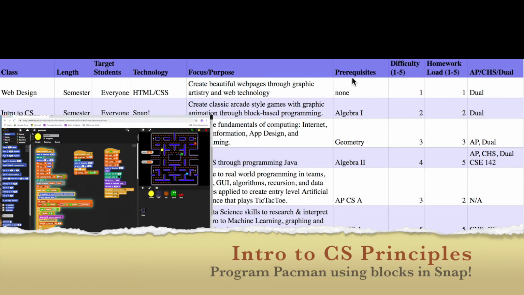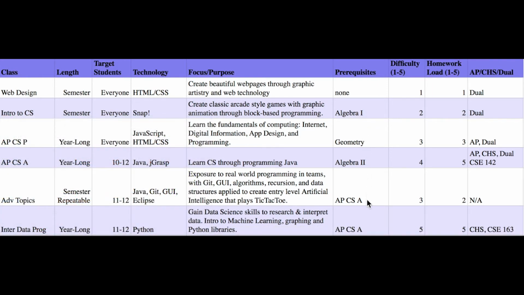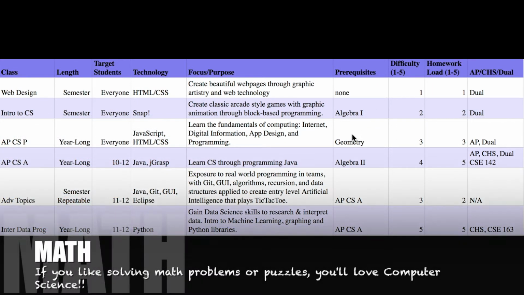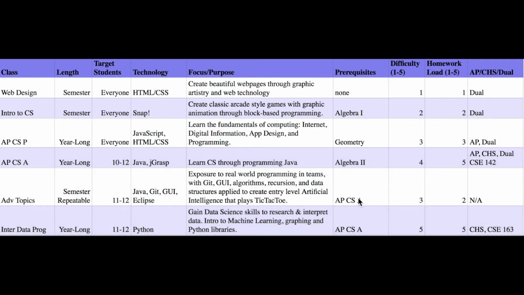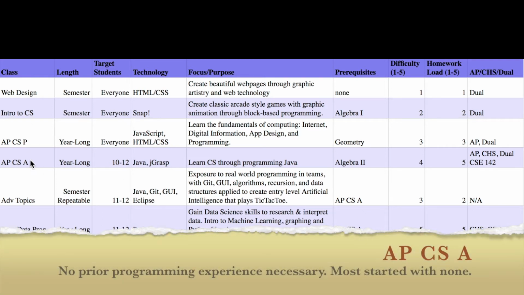The other thing you need to take note of is the prerequisites here. For Introduction to Computer Science Principles, Algebra 1 is the prerequisite for that course. And the prerequisites start to go up from there. After that, it goes to Geometry, then to Algebra 2, and then these have, as you can see, prerequisites on Math, and these 2 last courses have a prerequisite on APCSA.